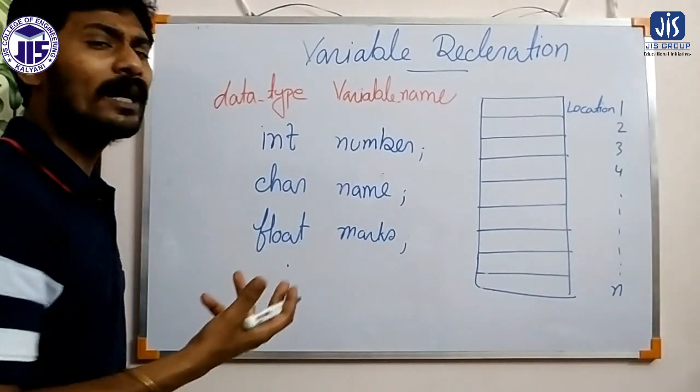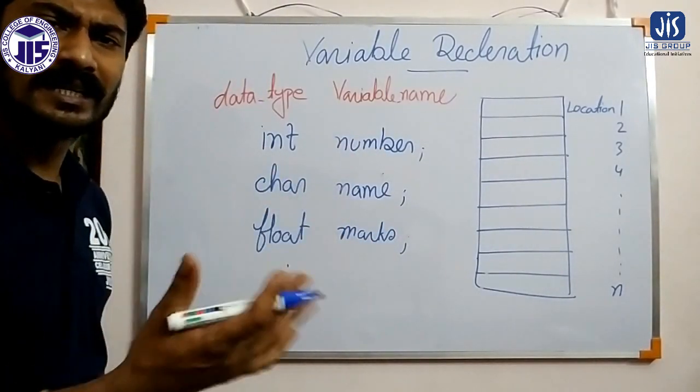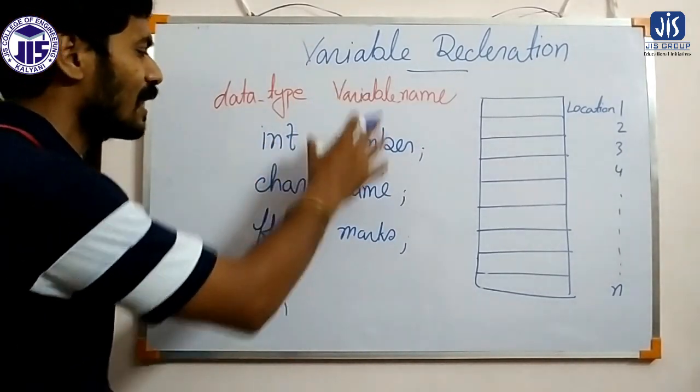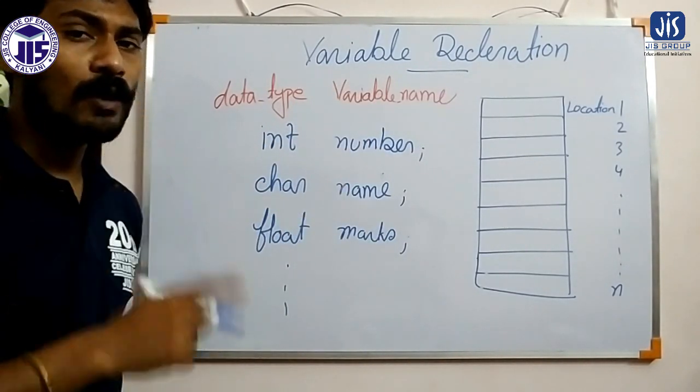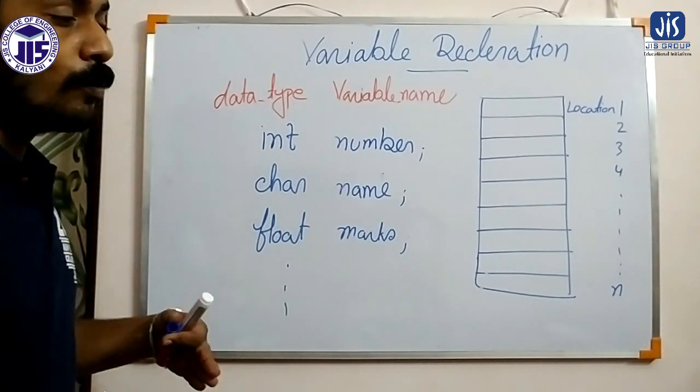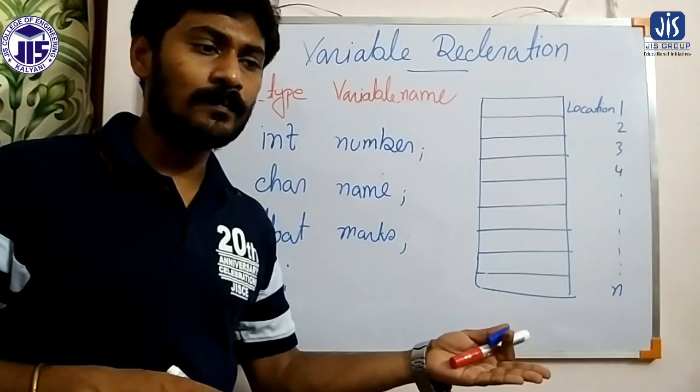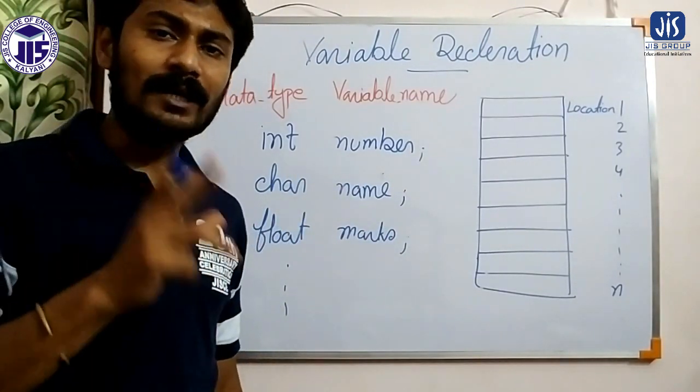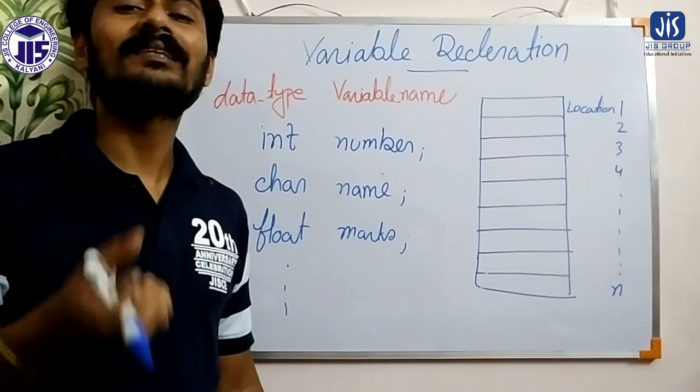So this variable name you can assign anything. You can assign A, B, C, D, whatever you want to assign. Just one thing you have to remember: when the variable name is already assigned, throughout the program that particular variable will be called by that name.